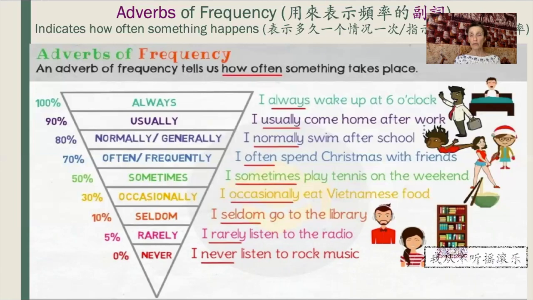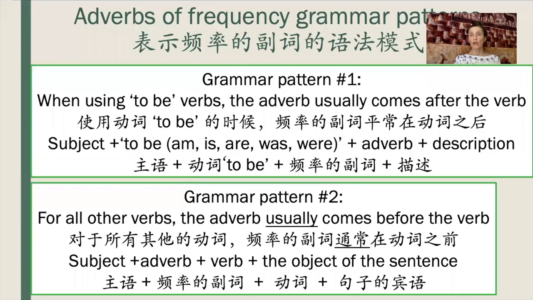Let's see if there's anything else I wanted to say about that. No, but let me move on and go to the next slide, which talks about grammar patterns using adverbs, the adverbs of frequency, but most adverbs appear in the sentence. You use them at a certain place in the sentence. So, two patterns that I want you to understand. When you're using the to be verbs, meaning as they are here, I am, he is, we are, you are, or in past tense, I was, they were.